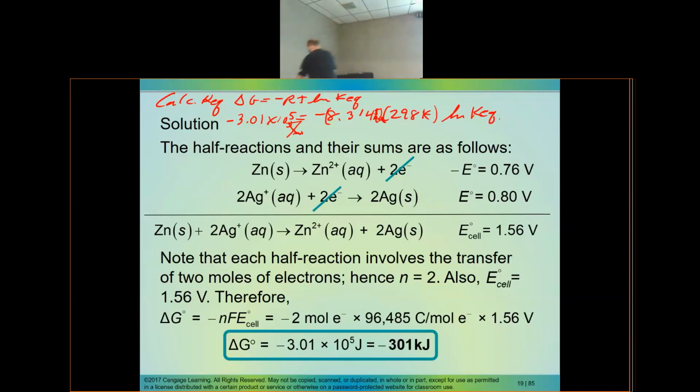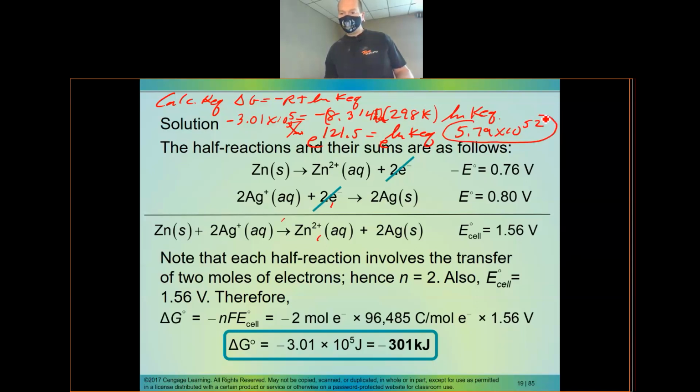Sometimes this doesn't work out very well. Sometimes it's so spontaneous that your calculator can't get that high of a number. Let's see what happens on this one. We have negative 3.01 times 10 to the fifth, dividing by negative 8.314, and then dividing both sides by 298 Kelvin. We have 121.5 is equal to ln K eq. We push our e to the x button, and this one is not too spontaneous. This is 5.79 times 10 to the 52nd.